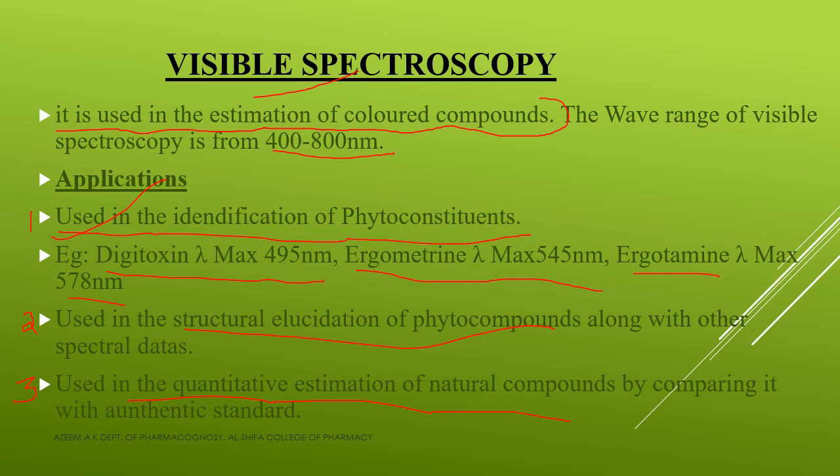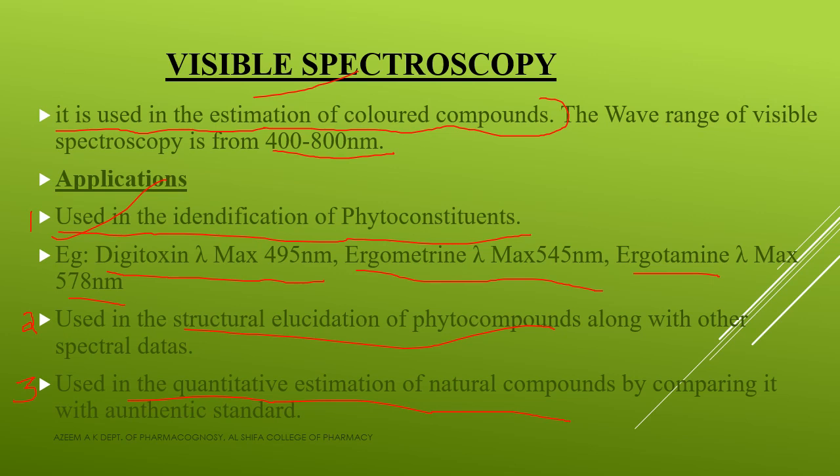So the working principle of visible spectroscopy is the same as that of UV spectroscopy, but here only colored compounds can be estimated, and the rough wave range is from 400 to 800 nanometer. The principle is the same as what we said for UV. Light is passed through a colored compound, absorption takes place, and at that time we measure the intensity of absorption as well as the lambda max. That's all. Then these are the applications.